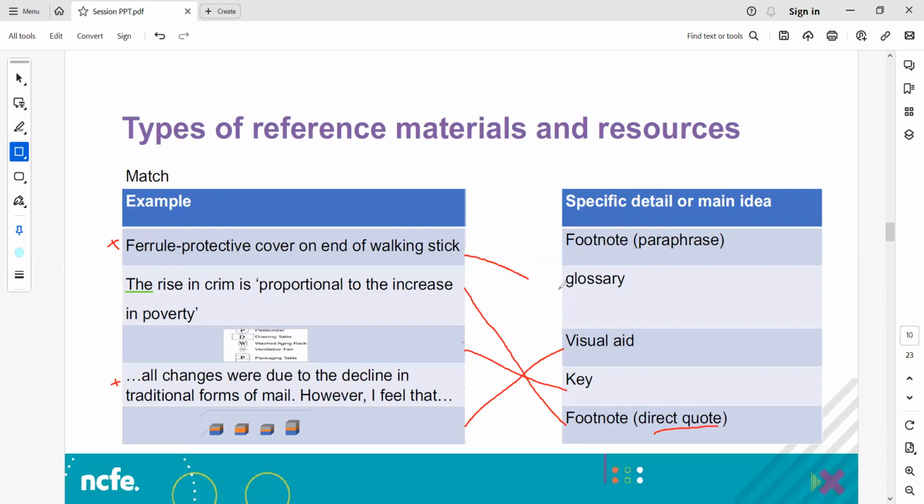Good. I'm not sure it would have helped if they'd given us the original word, but it's telling us that whatever the original word is, the meaning is a ferrule, a protective cover on the end of a walking stick. So it's glossary, like a mini dictionary. And then the last one, all changes were due to the decline in traditional forms of mail. So where has that paraphrasing come from? We would need a footnote to tell us where that information has come from. So at the end of the document, there would be a footnote.